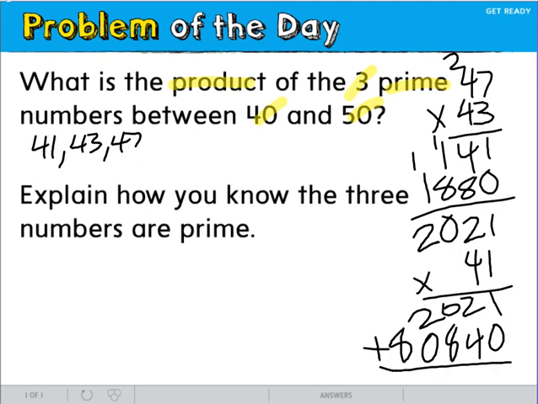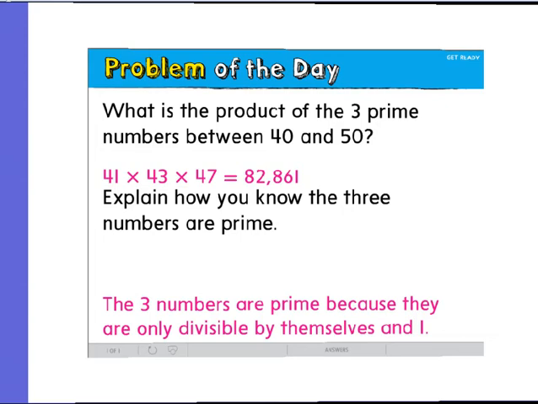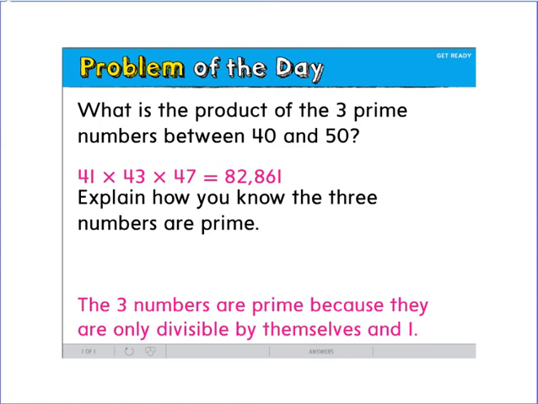Add these together. 1 plus 0 is 1. 2 plus 4 is 6. 0 plus 8 is 8. 2 plus 0 is 2. 8 at the end. I have 82,861. Explain how I know that the three numbers are prime. I know that those three numbers are prime because only one and the number can divide that number evenly. Okay? Right there. Boom.